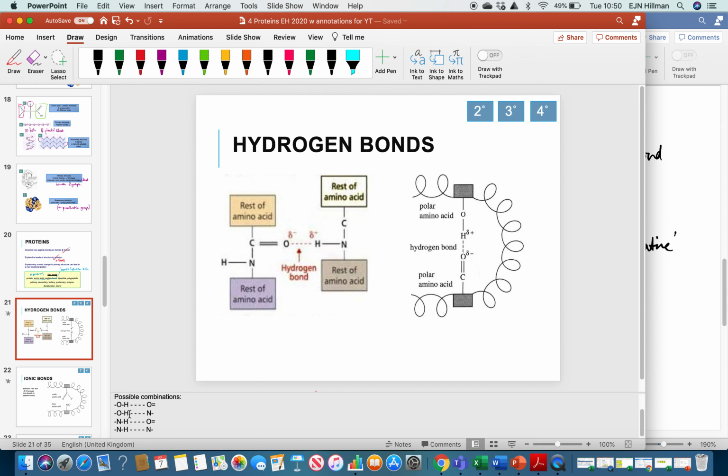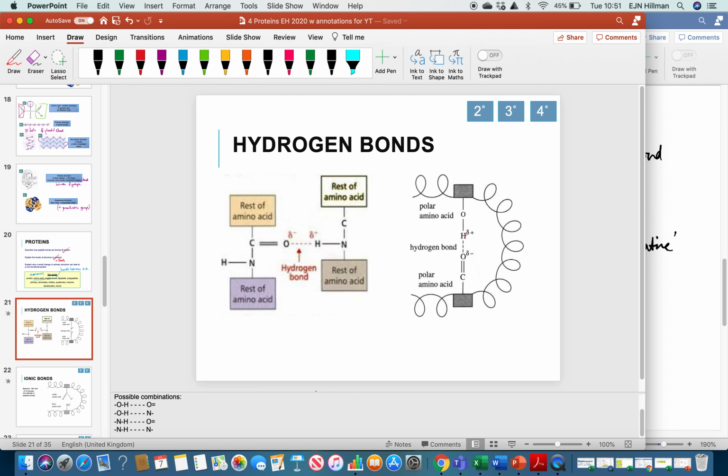The electropositive hydrogen from another OH group to an electronegative nitrogen. The electropositive hydrogen in an amine group to an electronegative oxygen, and electropositive hydrogen to an electronegative nitrogen. So like I said, this is a little bit more detailed information that's perhaps not necessary for the A-level, but certainly relevant for the foundation biology.